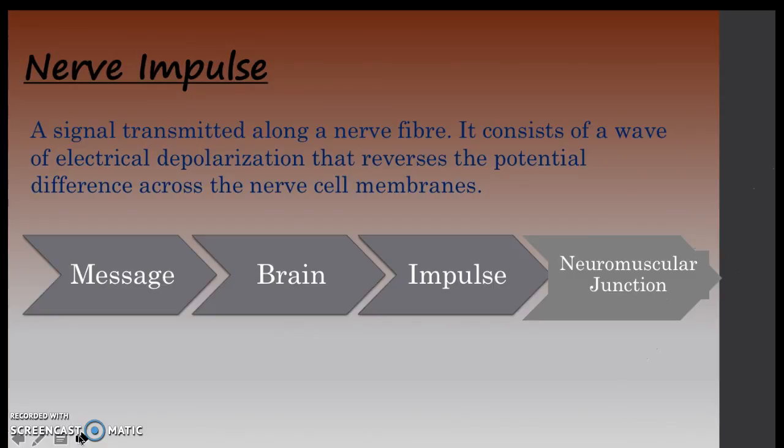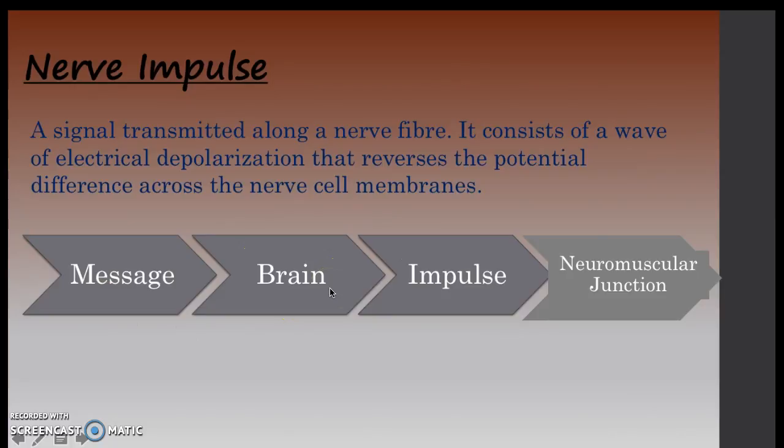A nerve impulse is a signal that is transmitted along a nerve fibre. It consists of a wave of electrical depolarization that reverses the potential difference across the nerve cell membranes. This stimulus is detected by a receptor, and in this case it will be the player's eyes, seeing the approaching ball that is coming towards them. These receptors will then send an electrical impulse through the sensory neuron. This will tell the brain that the rugby ball is coming towards them. So that is the message being sent to the brain.